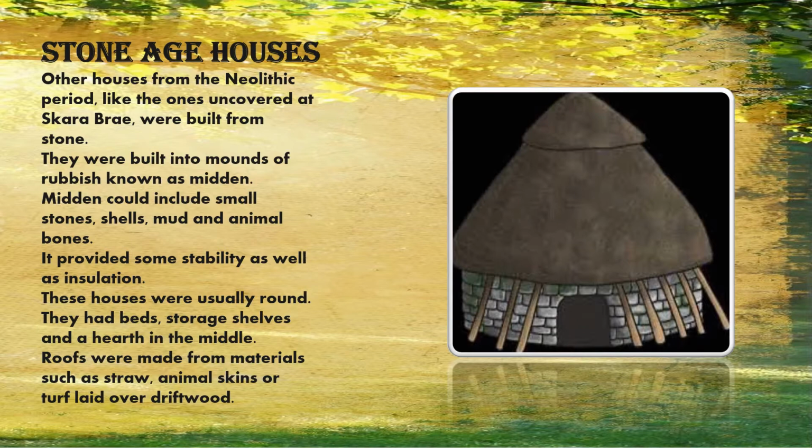They had beds, storage shelves, and a hearth in the middle. Roofs were made from materials such as straw, animal skins, or turf laid over driftwood. So students, on your screen you can see the image of such a house, made from the materials which were mentioned in this paragraph.